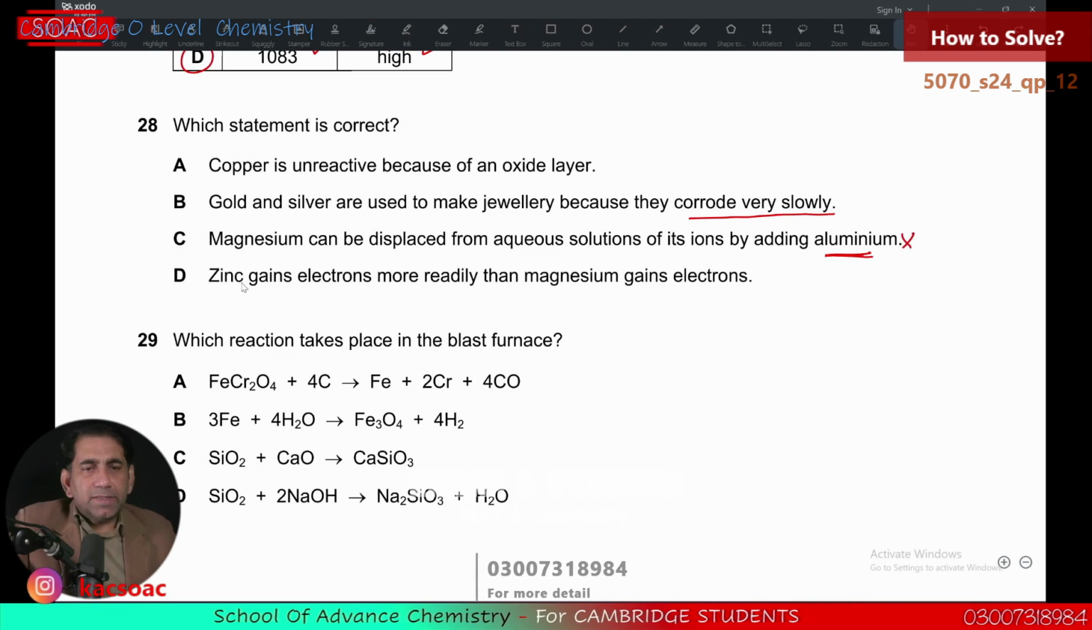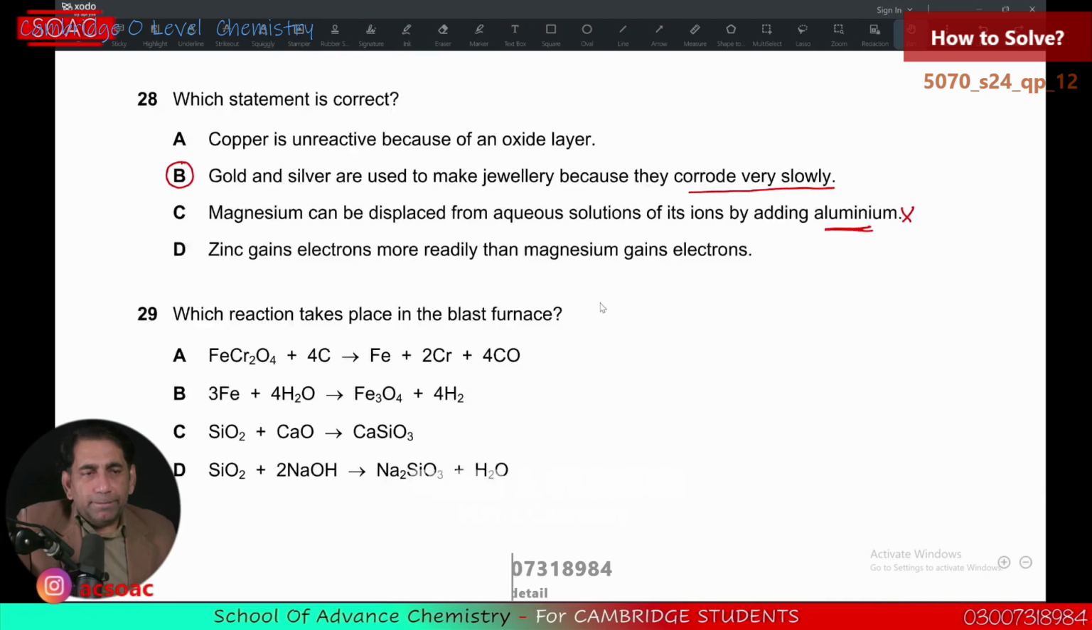The next thing is zinc gains electron more readily than magnesium gains. No, zinc is less reactive. It cannot readily gain the electron as compared to the magnesium. So it is confirmed that B is the correct option.